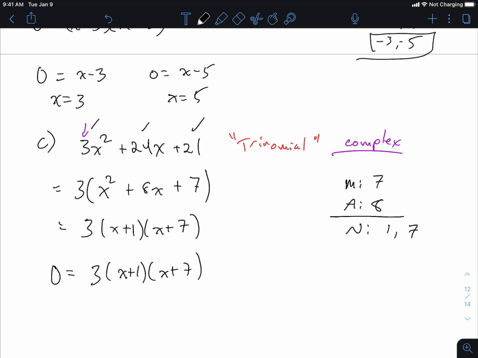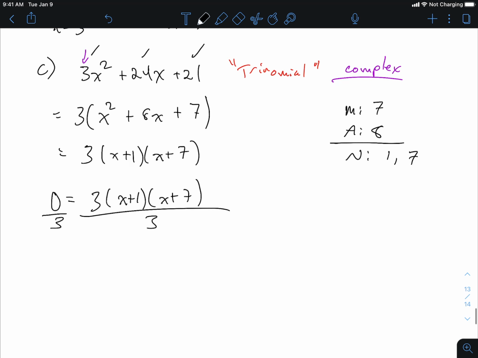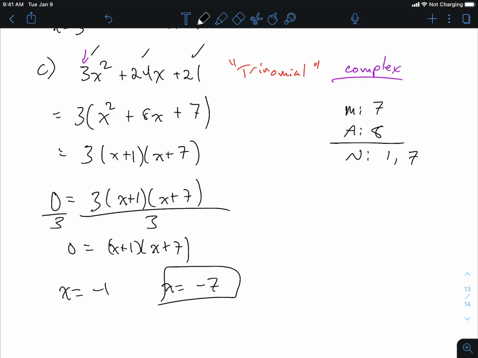I could divide both sides by 3, right? 0 eats 3 basically, and you're just left with the same equation as above. X plus 1, x plus 7, so x equals negative 1, x equals negative 7. If the question said solve by factoring. If it doesn't say solve, it just says factor, then you stop here. I'm just trying to kill two birds with one stone as we go through these questions.